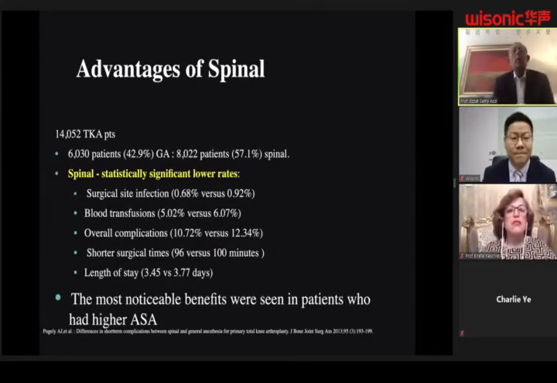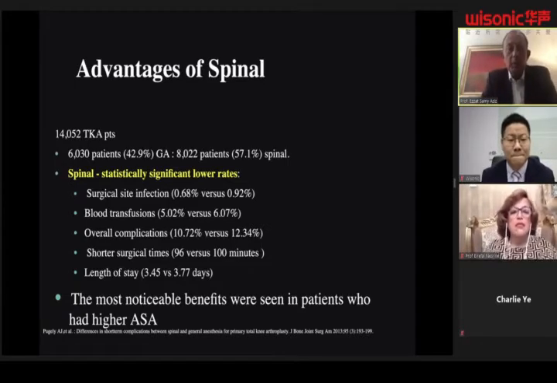Spinal, of course. Okay. So in a study of 14,000 patients who underwent total knee replacements, 6,000 patients received general anesthesia and 8,000 patients received spinal anesthesia. And this study showed that the patients who received spinal anesthesia had statistically significantly lower rates of site infections, blood transfusions, overall complications, shorter surgical time, and length of stay was much less in spinal. And as I said, this is very good because this will decrease the health cost on the National Health Service of your country. And this was much more noticeable in patients with higher ASA classification. So the sicker the patient, the better that you give them spinal to avoid the complications of general anesthesia.